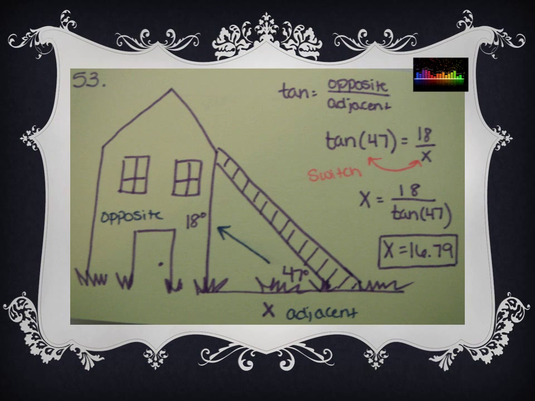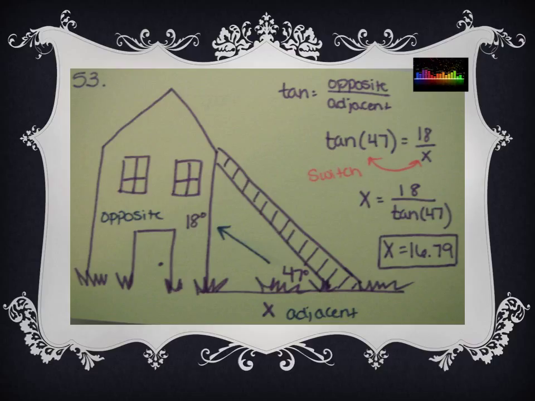The first step for solving this problem is to draw a diagram. Draw your house, the ground, and the ladder. We know that the house and the ground make a 90-degree angle. We are told that the ladder is leaning against a house so that the top of the ladder is 18 feet above the ground. So the side that goes directly straight up along the side of the house is going to be 18. We are also told that the angle that the ground makes with the ladder is 47 degrees.